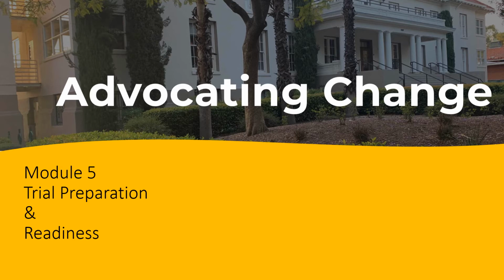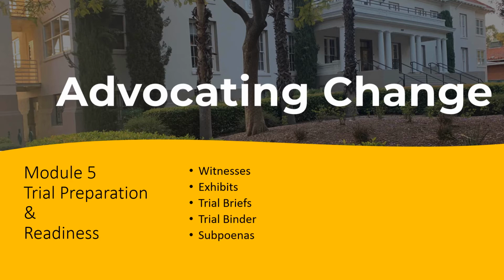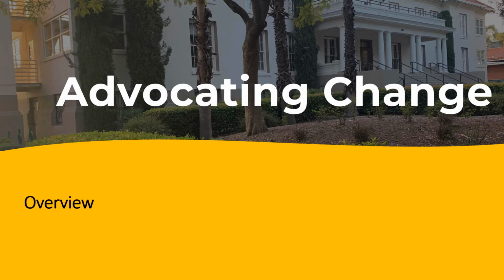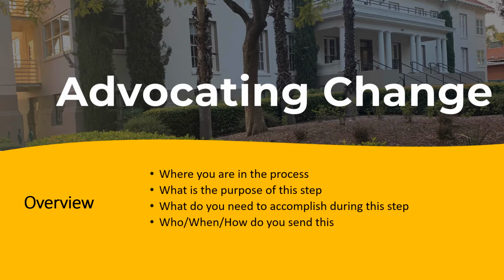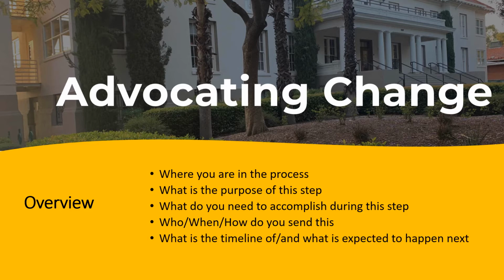This is the last section in Module 5. You've learned about witnesses, exhibits, trial brief, trial binder, and now I'm going to cover subpoenas. In this section, I will be discussing where you are in the process, what is the purpose of this step, what do you need to accomplish during this step, who do you need to send this to, when do you need to send this, how do you need to send this, and what is the timeline of and what is expected to happen next.